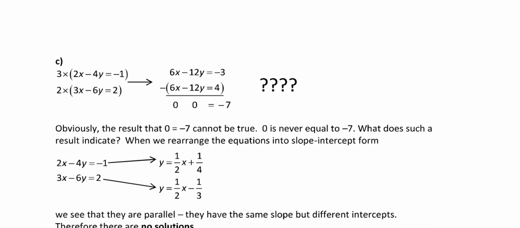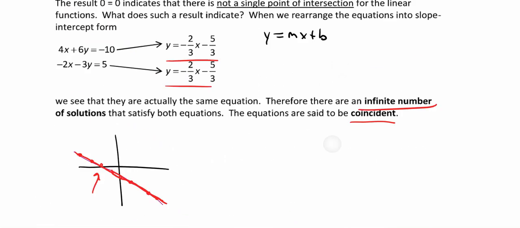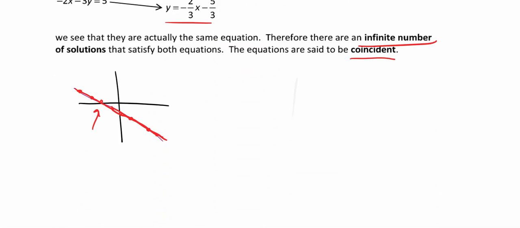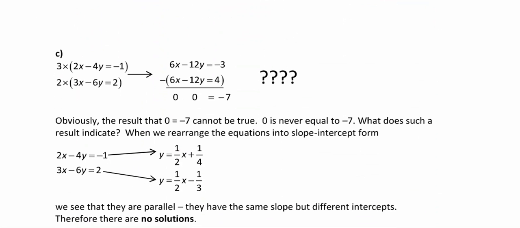Now, let's do C. Just to remind you, C was these two equations. Using the elimination method, we multiply the top by 3 and the bottom by 2, and then we end up with this. Now you can see we got 6x minus 6x, that's 0, and -12x plus 12x, which is 0. But then the constants don't cancel this time. So now I have an untrue statement: 0 is equal to -7.